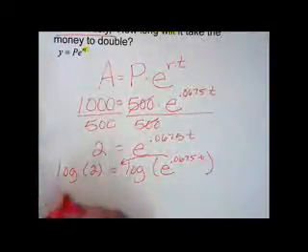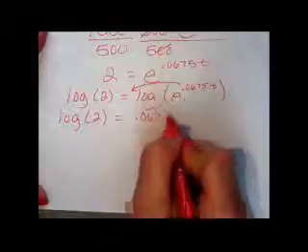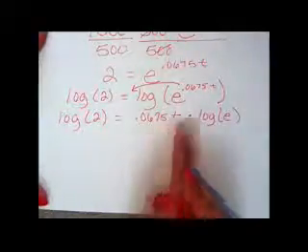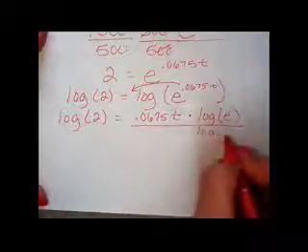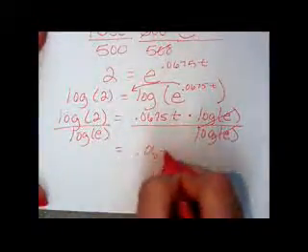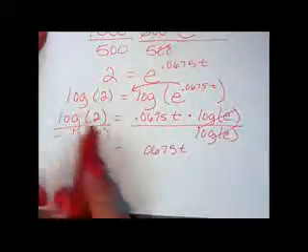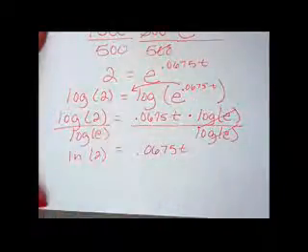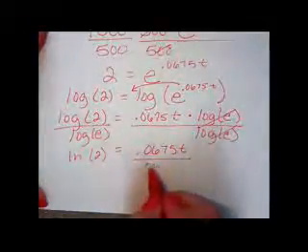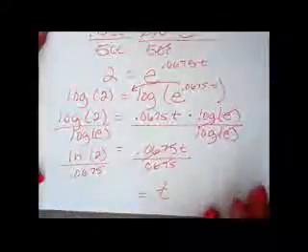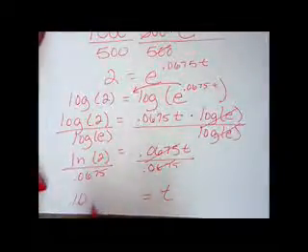Bring your exponent out in front. Log of 2 equals 0.0675t times log of e. You're solving for this. Get rid of the log so it goes with the other one, so you get your logs together. 0.0675t equals, if I write this as one log, that's ln, because it's log base e of 2, so that's ln of 2. And then we just have to divide both sides by 0.0675. So t equals, if you divide this, approximately 10 years.